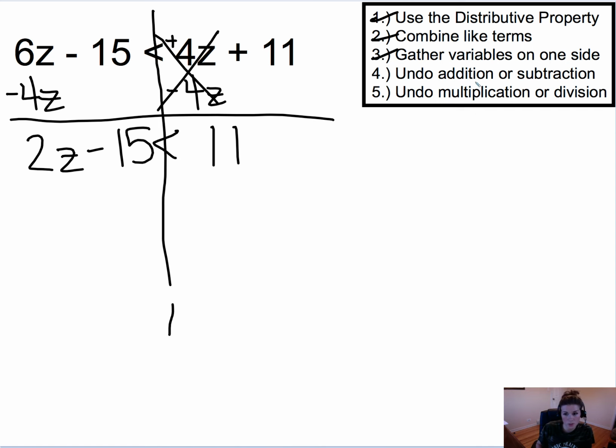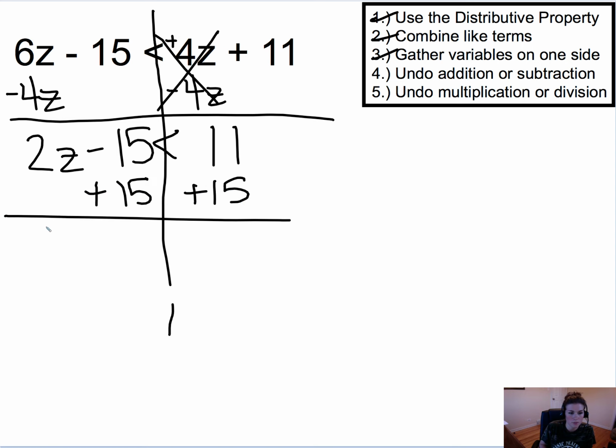So I want to undo addition or subtraction. I've got to look on the side with the variable. The variable's now on the left, so I want to move the 2 and the 15. The 15 is attached with subtraction, so that's the one I want to move first. Since it is a minus 15, I'll do the inverse and add 15. Bring down the 2z, negative 15 plus 15 cancels, bring down the sign, and 11 plus 15 is 26.